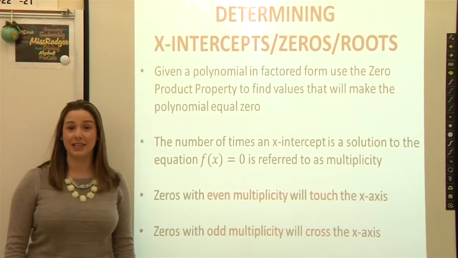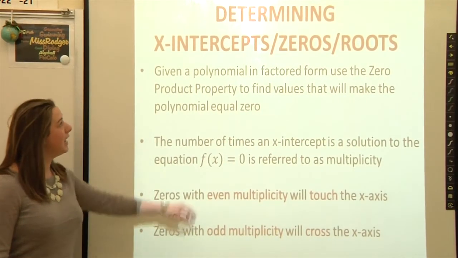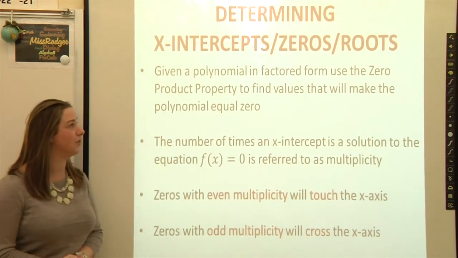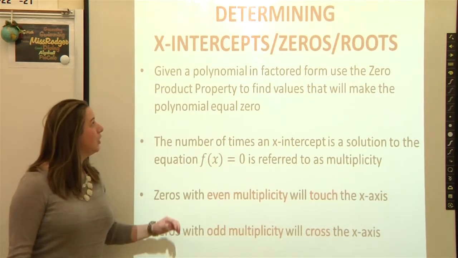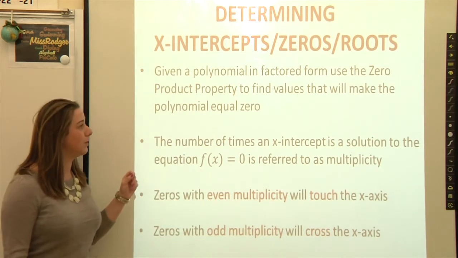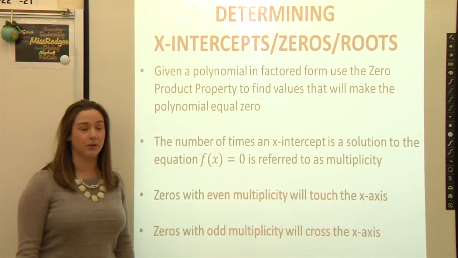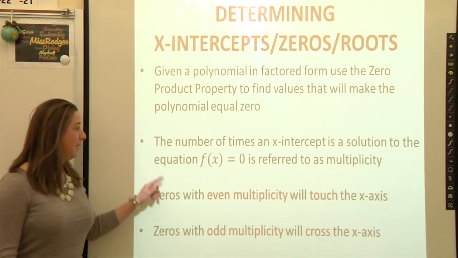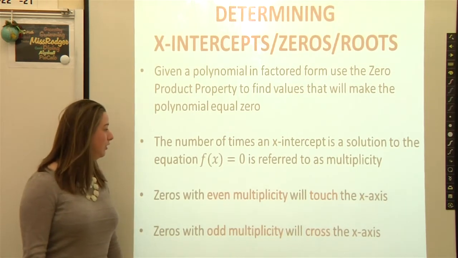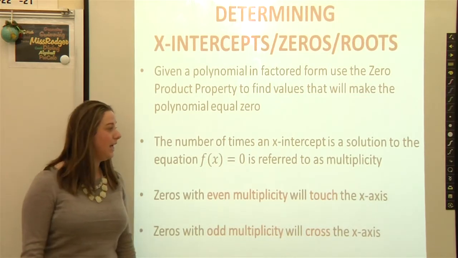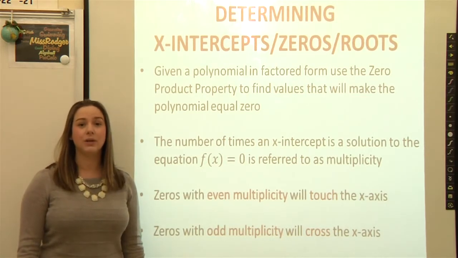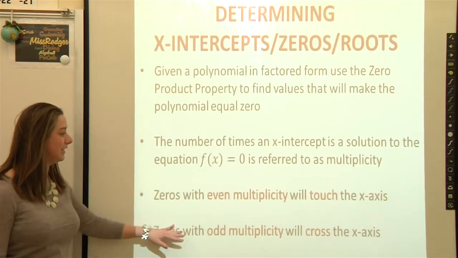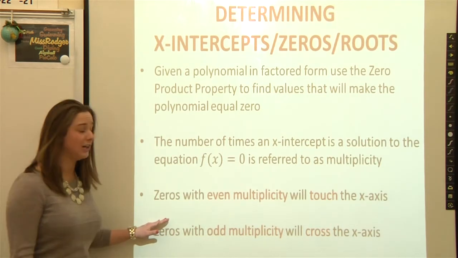So let's consider the x-intercepts, the roots, and the zeros. When we're determining these, we want to be conscious that the x-intercepts, the zeros, and the roots all mean the same thing. Given a polynomial in factored form, we're going to use the zero product property to find values that will make the polynomial equal 0. The number of times an x-intercept is a solution to the equation f of x equals 0 is referred to as multiplicity. We're going to use this idea of multiplicity when we're actually sketching.